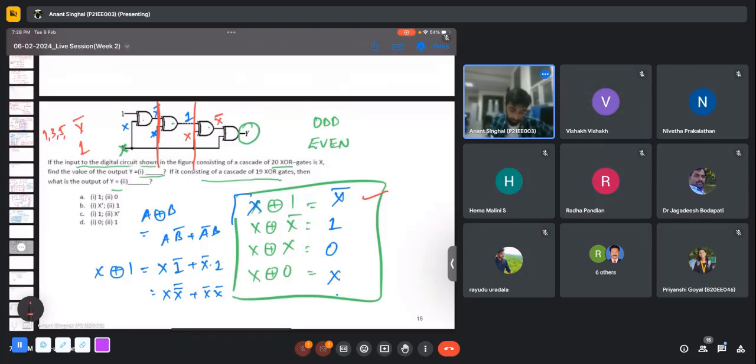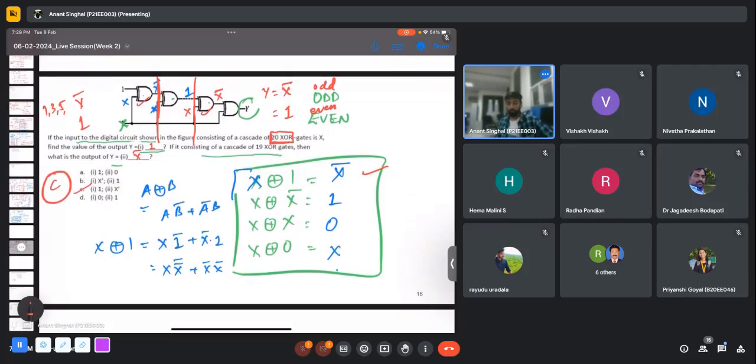Okay, so for odd XOR gates, you can clearly see my output, maybe I can denote this as Y, will be X complement, and for even XOR gates, the output will always be 1. In the first question, the XOR gates were 20, which is even. So for the first part the output will be 1, and the second part will be X complement. Option C will be the correct answer. Any doubts in this?